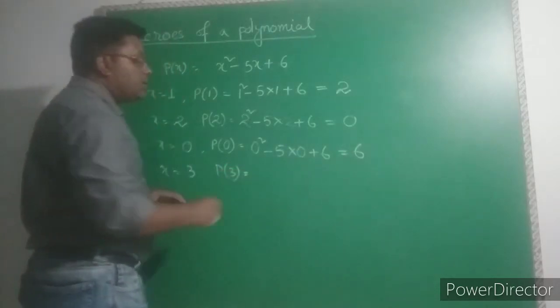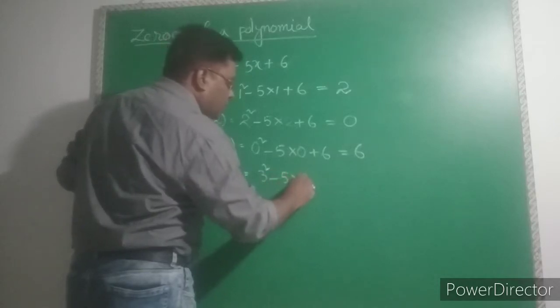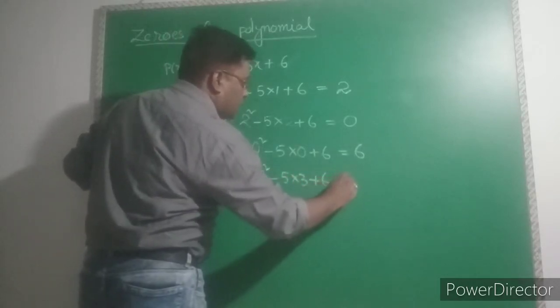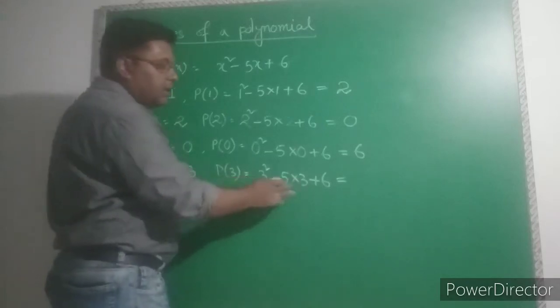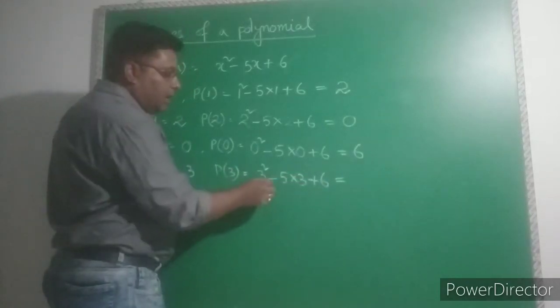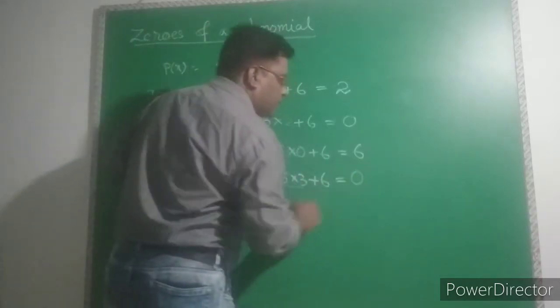Now if we put x equal to 3, what happens? p(3) is equal to 3² - 5 into 3 + 6. 3 square means 9, 9 plus 6 is 15, and minus 5 into 3 is 15. So 15 minus 15, again we get 0.